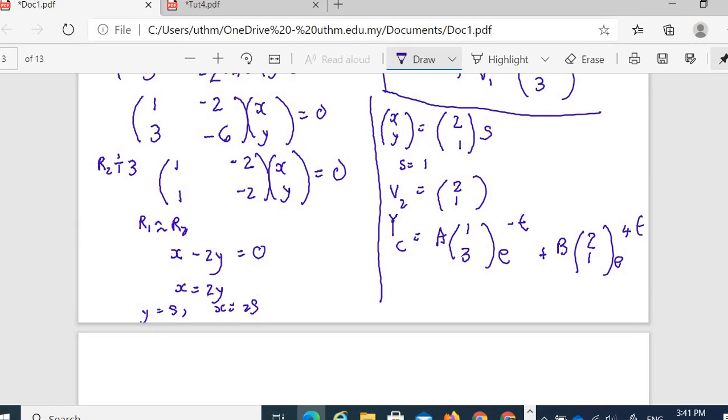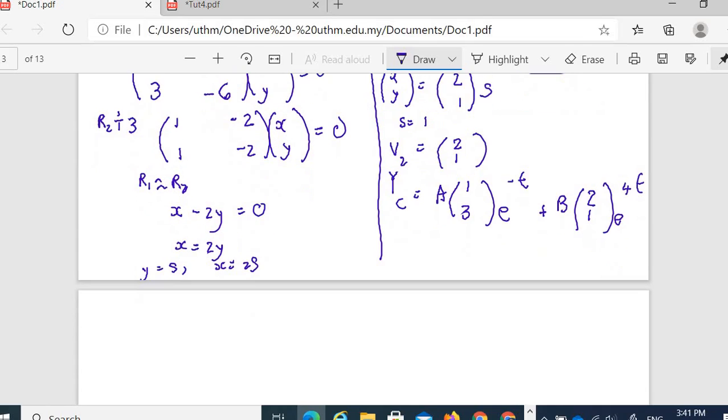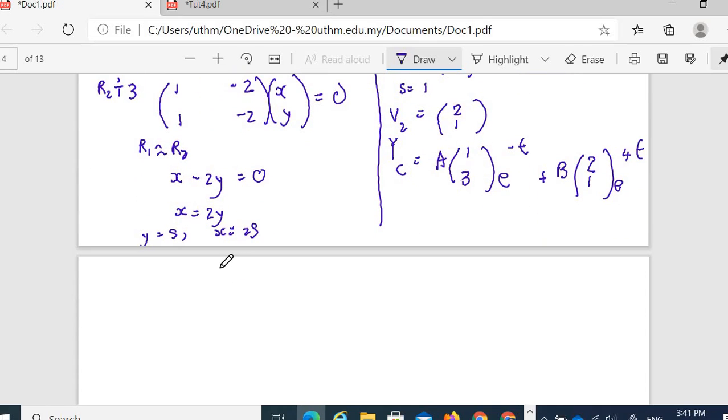Okay, so we get yc already. Any questions before we proceed to the non-homogeneous part, the yp?